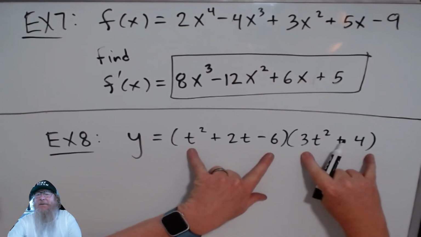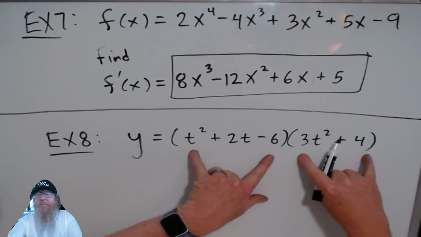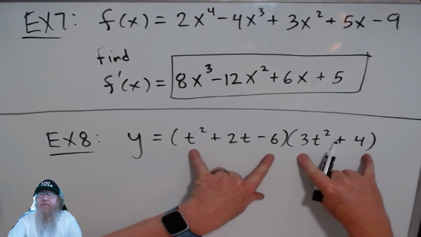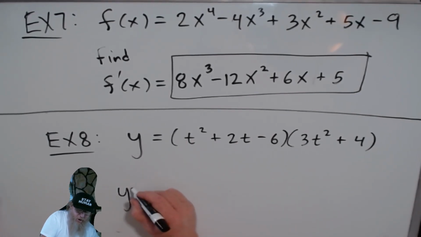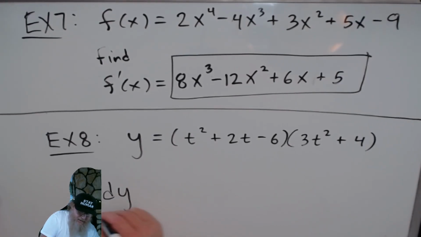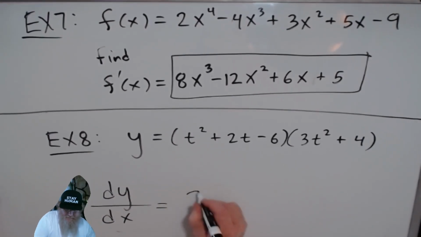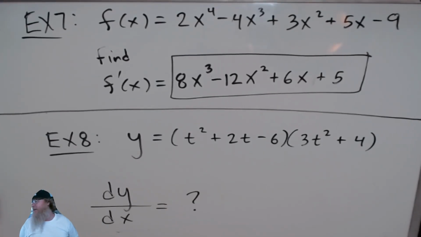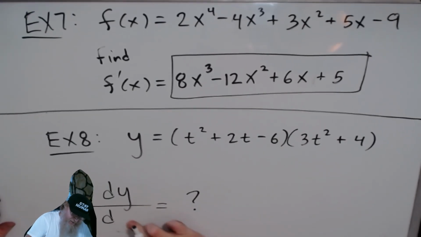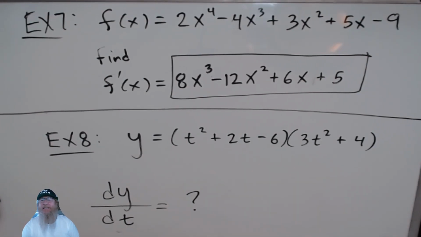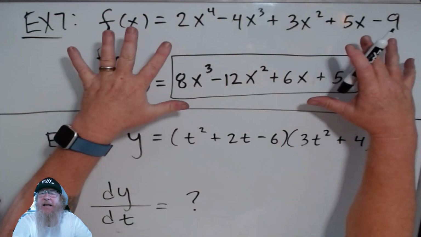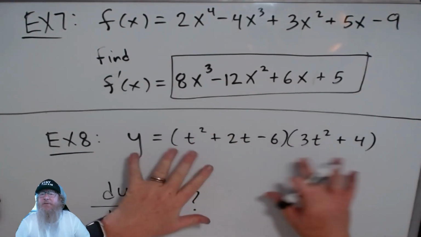Also, it's written out in factored form. So I want you to find y prime, or also known as dy dx. That's what I want you to find. Find the derivative dy d. Oh, not dy dx. Sorry, I almost forgot. dy dt. The derivative of y with respect to t. So t is acting like x. It's going to play out a lot like example 7, but the variables are different.